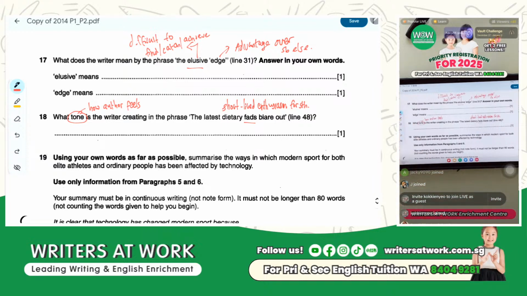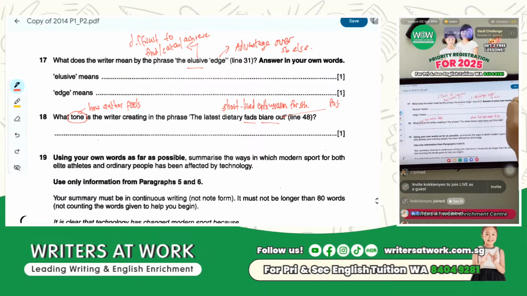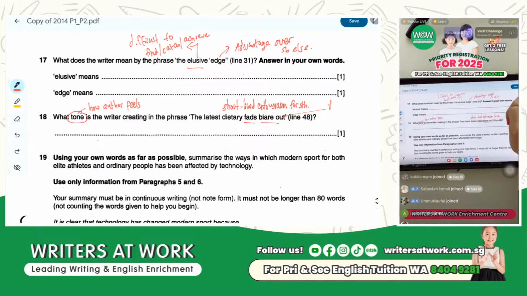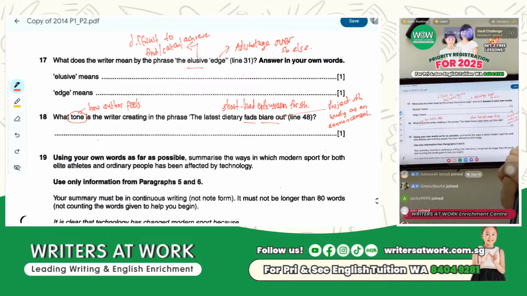Then you can see the next two words, "blare out." Blare out here means that you project something loudly. And usually it's as an announcement that you want to publicly make known certain pieces of information.